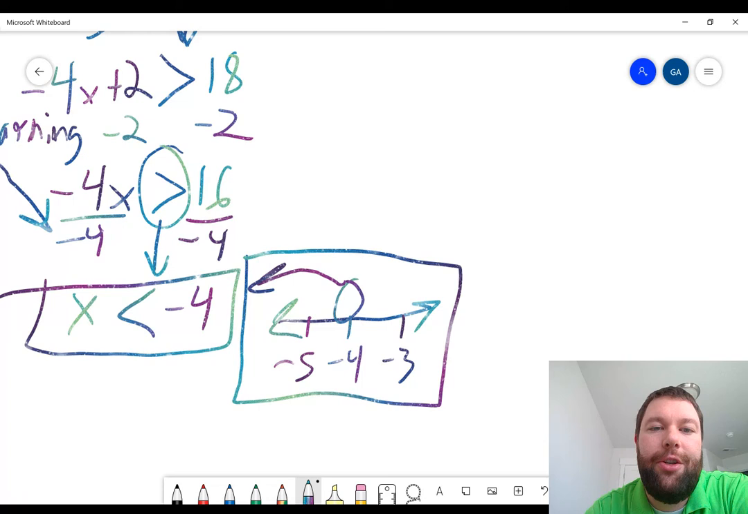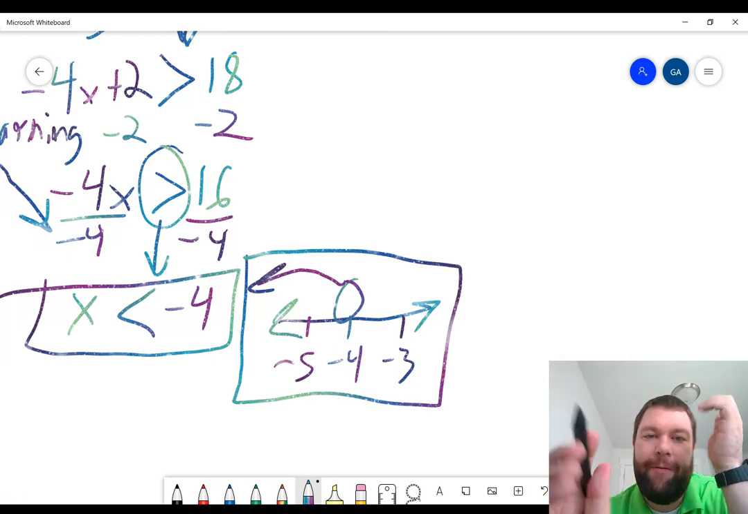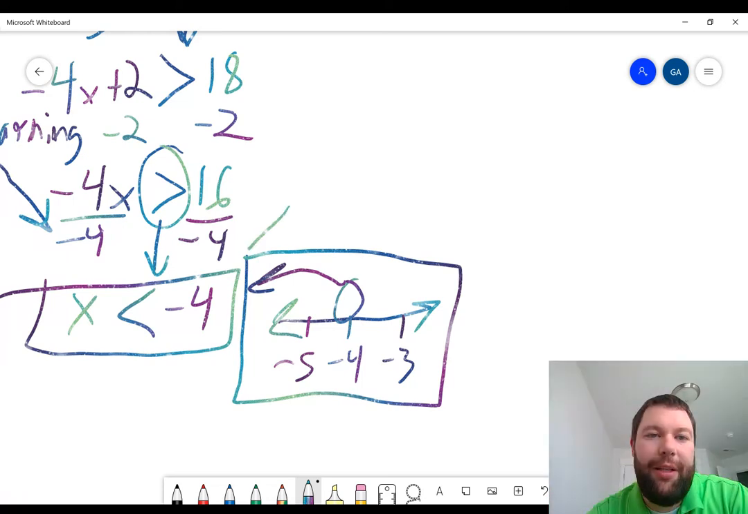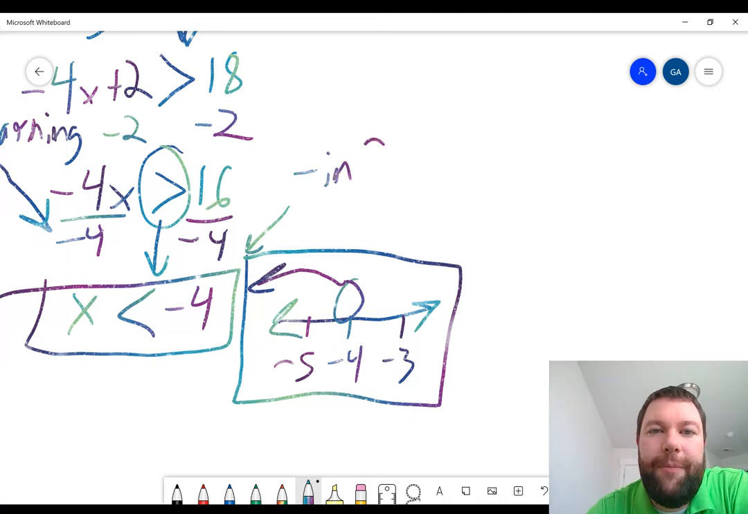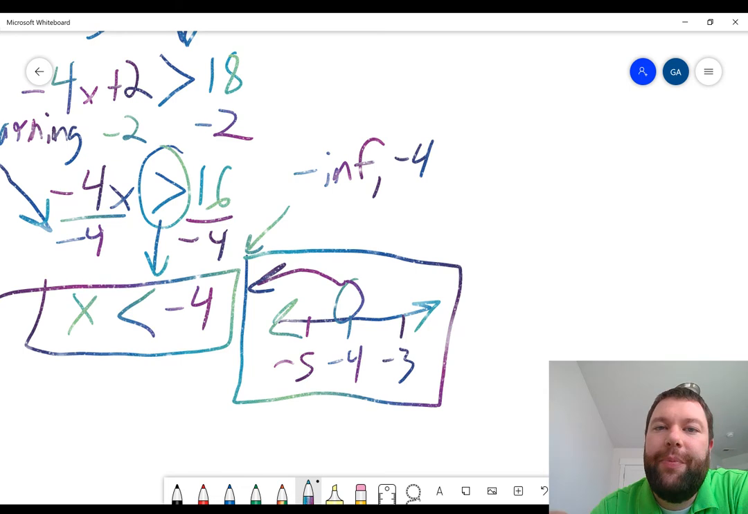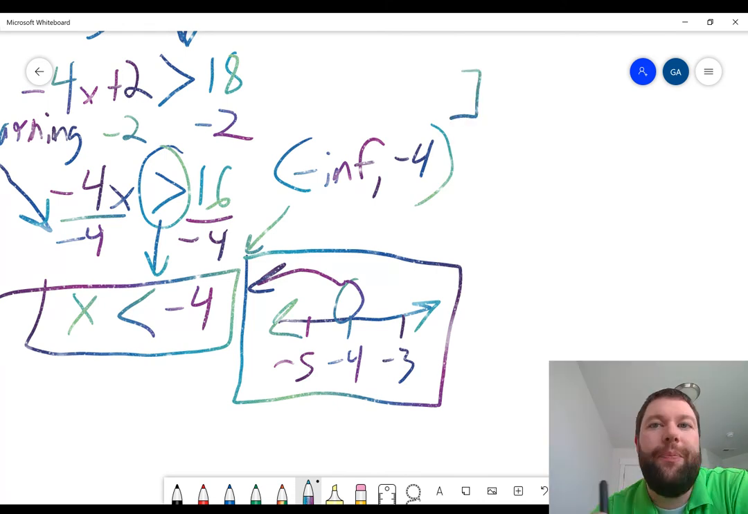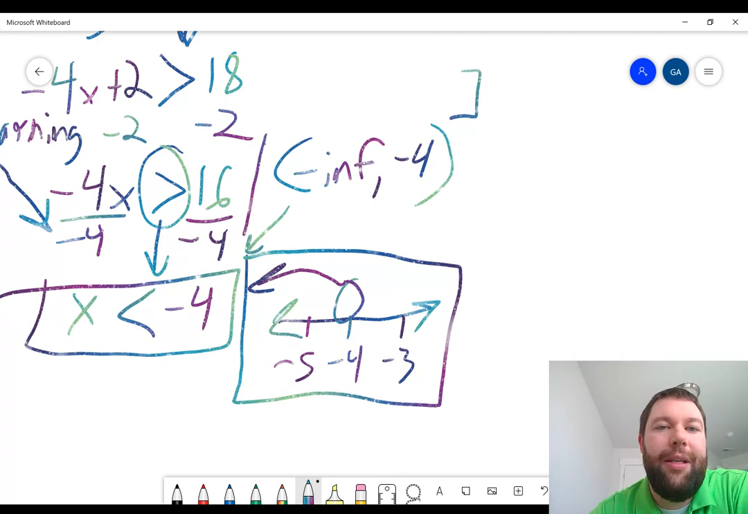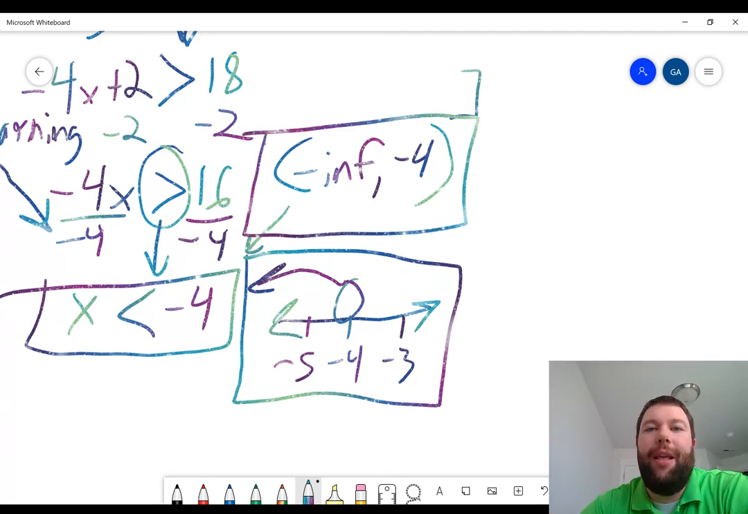And then my last answer is my interval notation. So I look at my graph, look at what the least number is. Least number looks like it's going off to -infinity, right? So -infinity would be my least number. My greatest number would be -4, because that is where it is stopping at -4, right? And infinities always have a parenthesis. And since this is an open circle, it's also going to have a parenthesis. If it had been a closed circle, it would have been a bracket, right? Square bracket. But this does not. So that is the other answer.